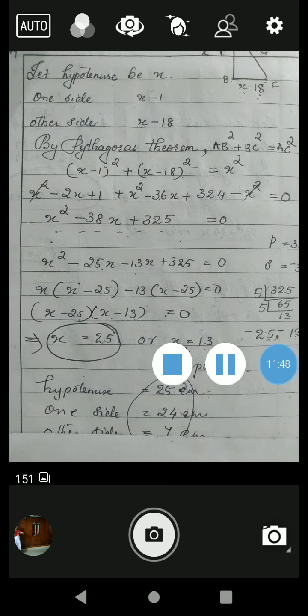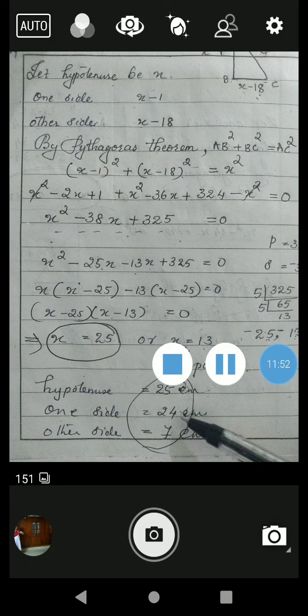Therefore, the hypotenuse is 25 centimeter. One side is x minus 1, that is 24 centimeter, and the other side is x minus 18, 25 minus 18, that is 7 centimeter.